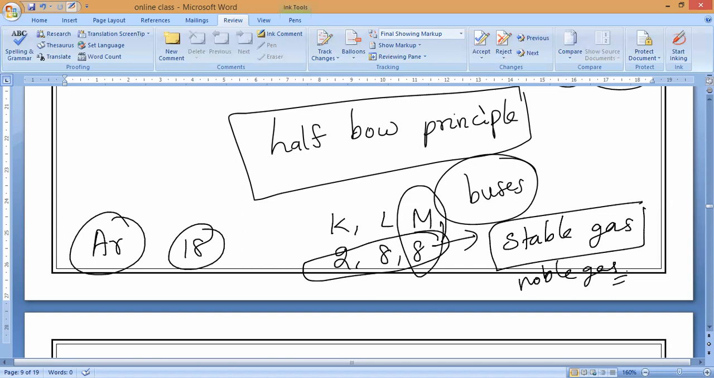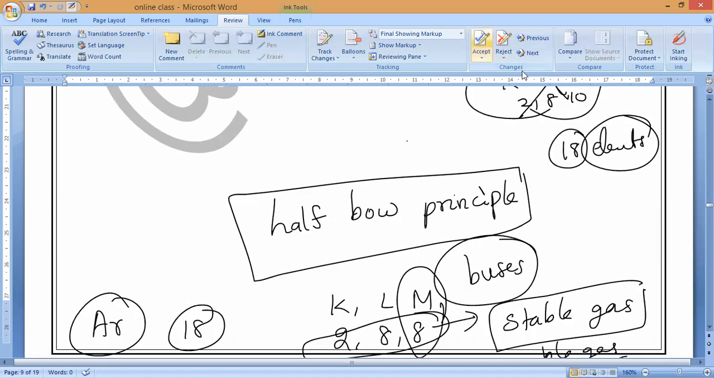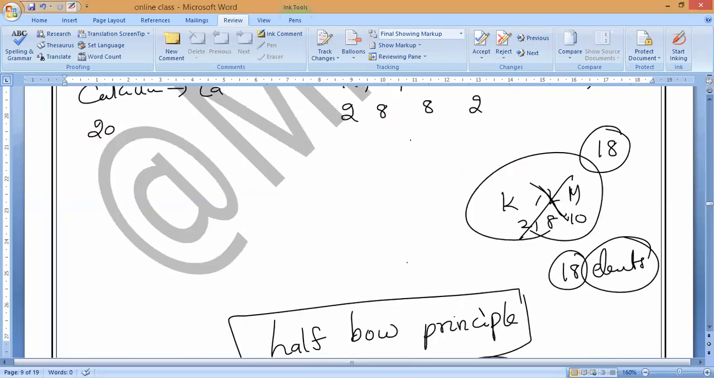So till 18 the electronic configuration is very easy, understand, but after 18 we have to follow a different method of approach. That is what we call the half-bow principle. In tomorrow's class I will teach you how to do it in detail. So till 18 everybody should learn the electronic configuration. Very simple, correct? Can anyone say? First one 1, second one 2, third one 2, 1, fourth one 2, 2, fifth one 2, 3, next 2, 4, 2, 5, 2, 6, 2, 7, 2, 8. Next one what?